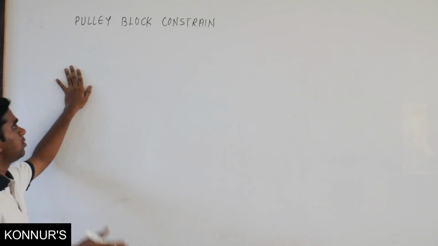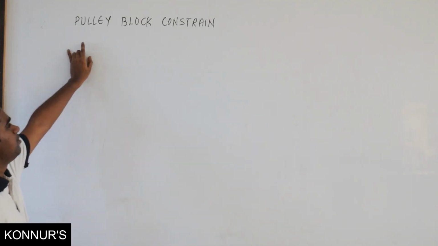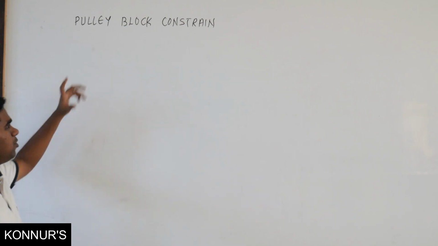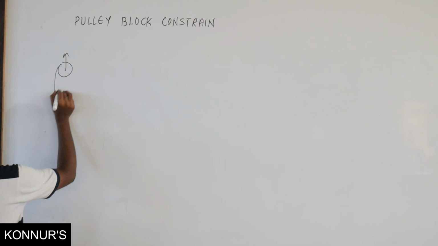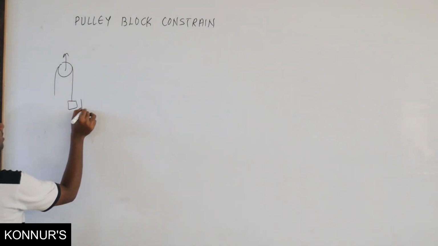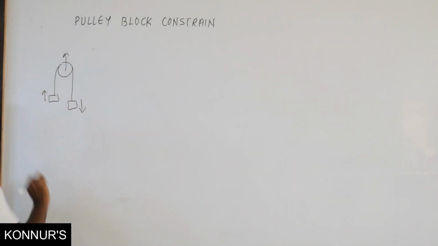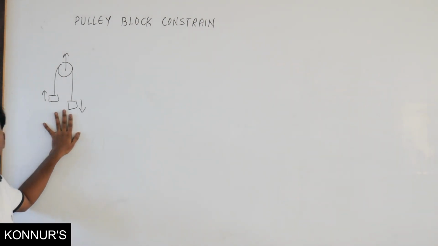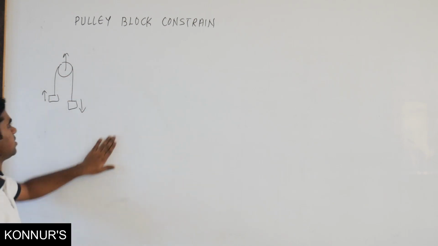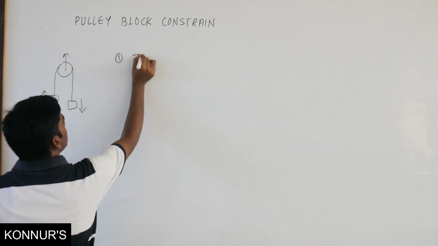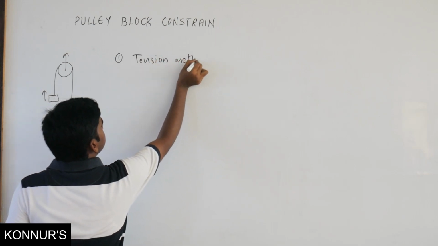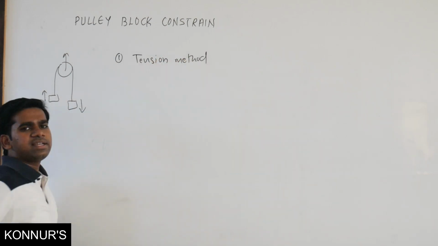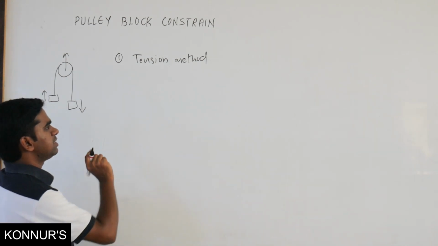Okay, so we'll go to the next order of problems. Very important: pulley block constraint. Pulley block constraint in the sense that here the pulley is also moving and the blocks connected are also moving, maybe in this direction or any direction. In this case, calculating velocity or acceleration or tension, anything they may ask, we can solve this kind of problem by two methods. The first method we call the tension method. We can use only one single statement.